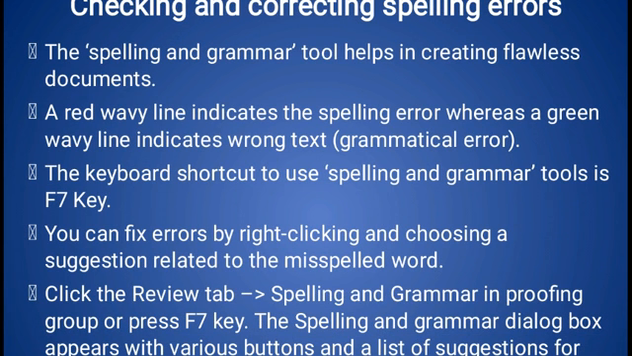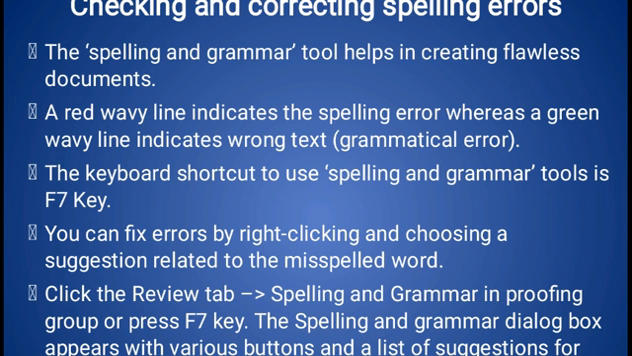The keyboard shortcut to use the spelling and grammar tool is F7. So after typing your content, to remove all spelling and grammar errors, we can use the F7 shortcut. It will display the spelling and grammar dialog box. You can fix an error by right clicking and choosing a suggestion related to the misspelled word.